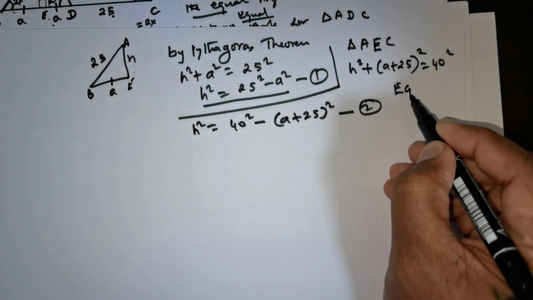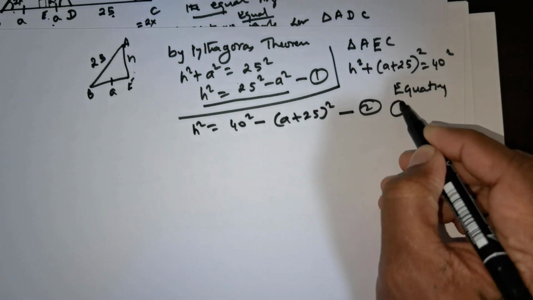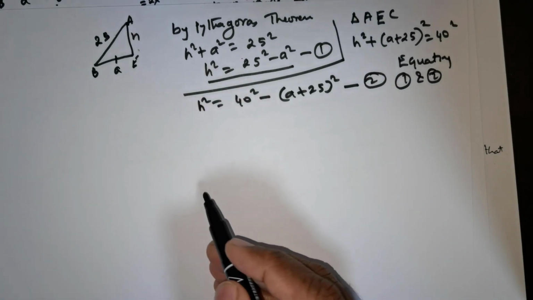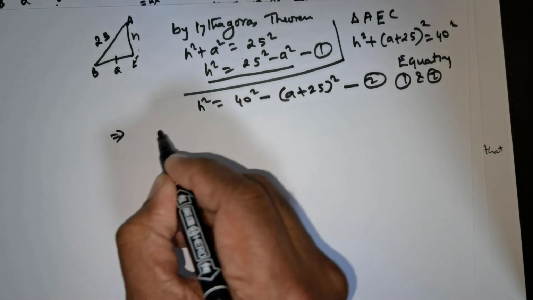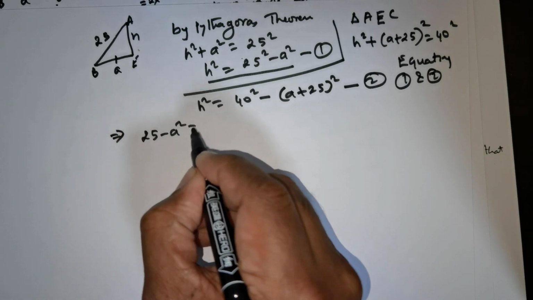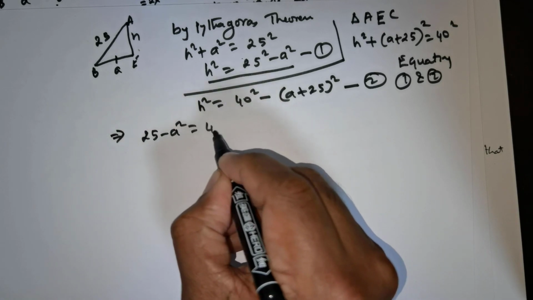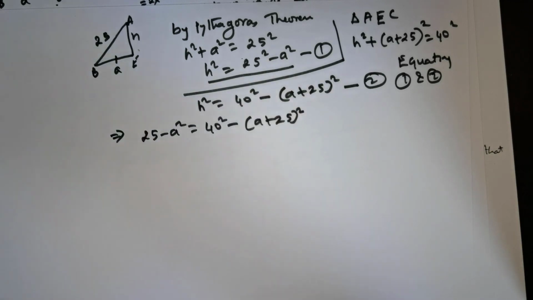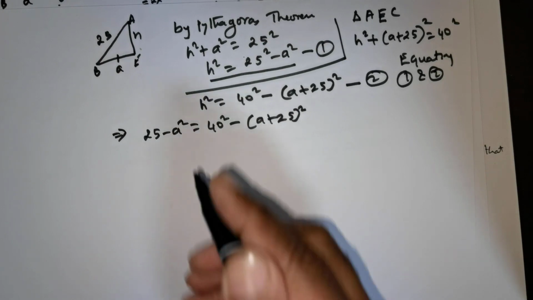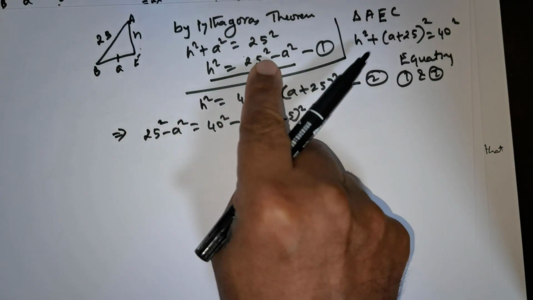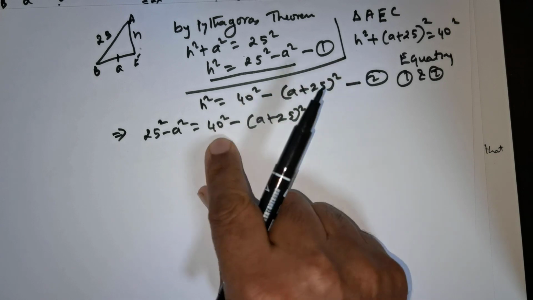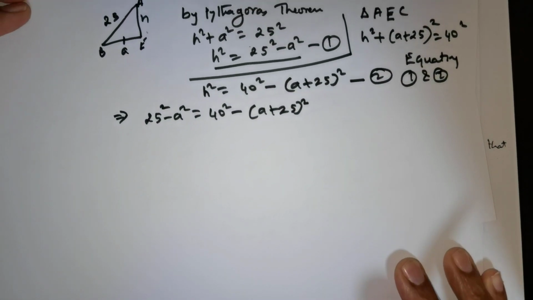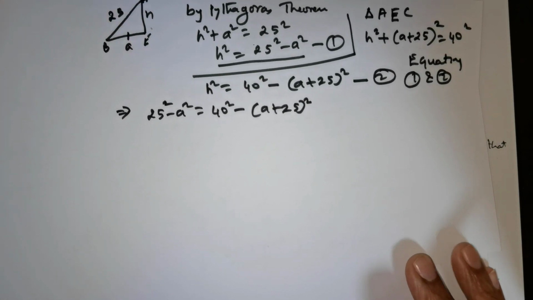So equating 1 and 2, what do we get? In place of H squared, I can substitute what? 25 squared negative A squared is equal to 40 squared negative of A positive 25, raised to the power of 2. So this is the system. We need to actually solve this now.